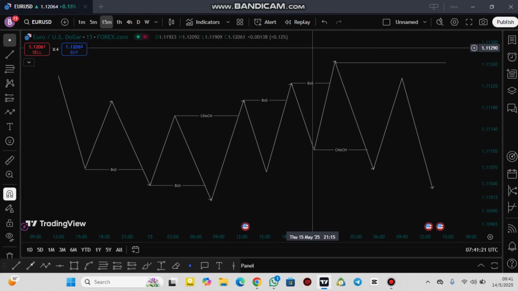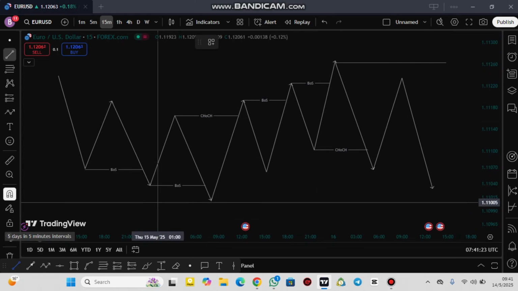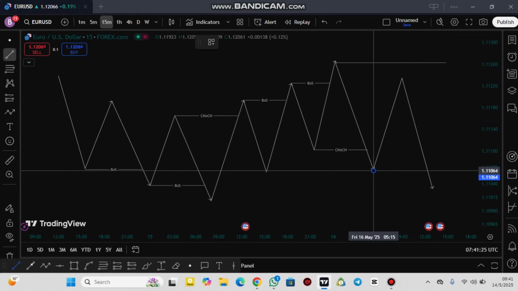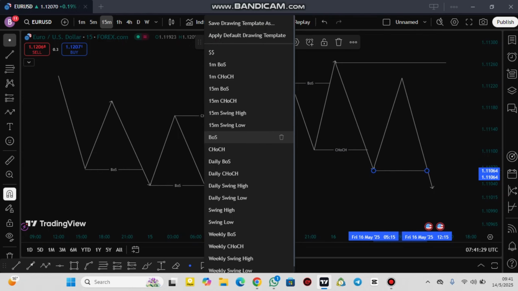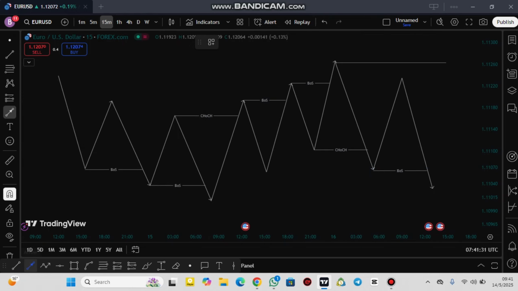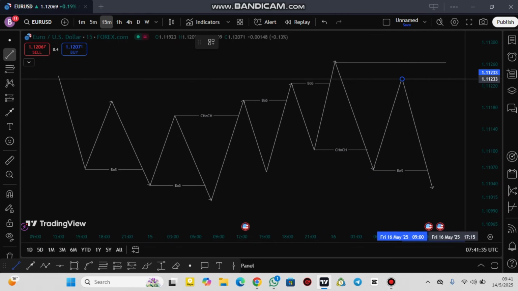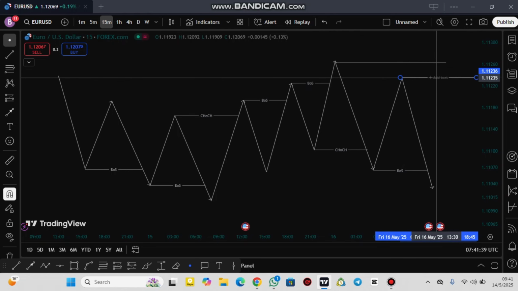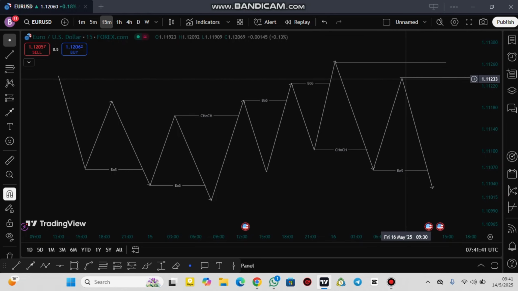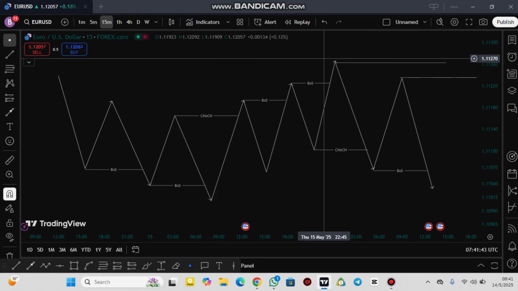What happens when price creates a new lower low? After price creates a new lower low, price creates a new break of structure to the downside. And also price creates a new lower high. Why is it a lower high? Because this high is now lower than this high.